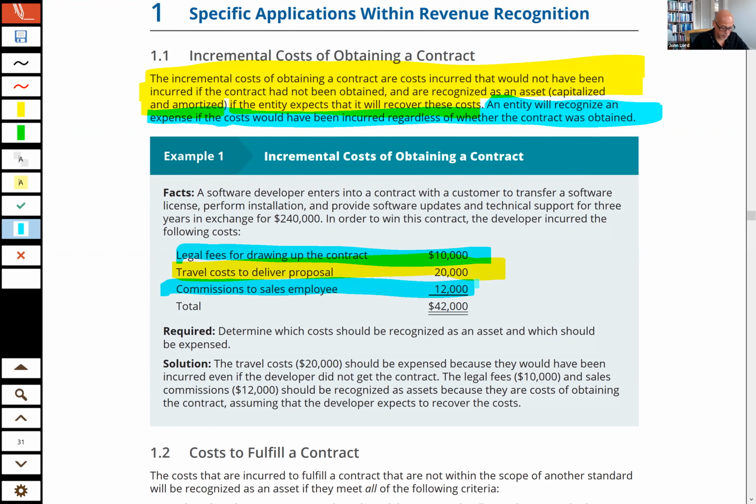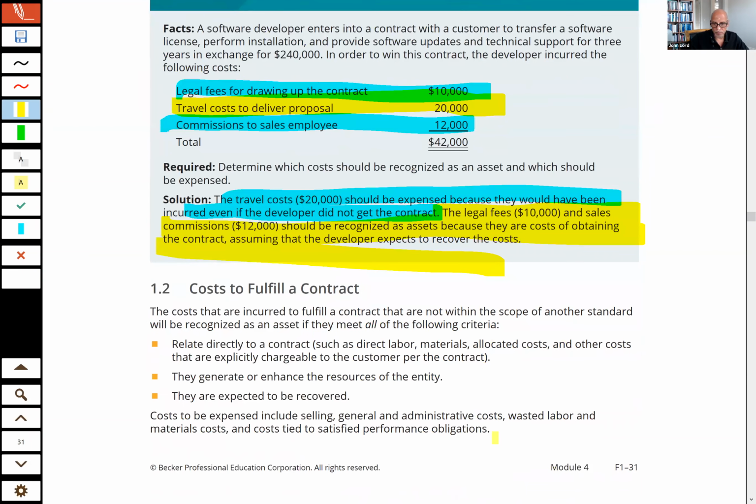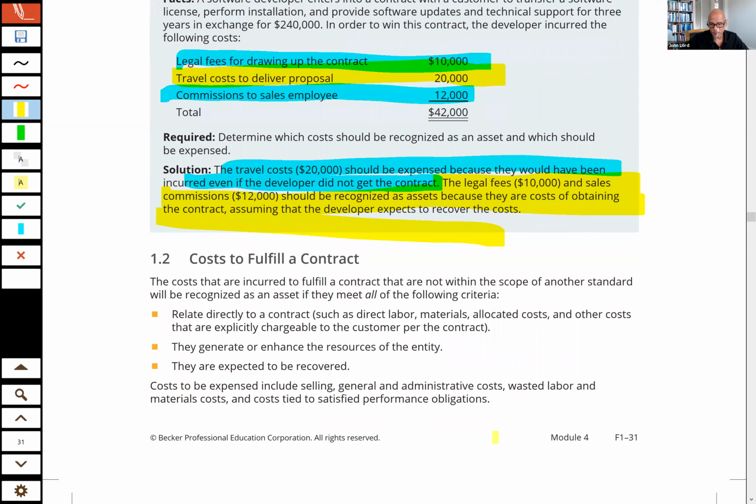So you take a look at the solution here, and the travel cost should be expensed because it wasn't a guarantee that you would get the contract. Meanwhile, the legal fees of $10,000 to draw up the contract and the $12,000 commission should be recognized as an asset because you only incurred those costs as a result of having secured the contract. Okay. So pretty straightforward stuff, even though they give us a lot of formalized discussion there in that paragraph at the beginning, you probably could have figured that out without even reading that first part, right?